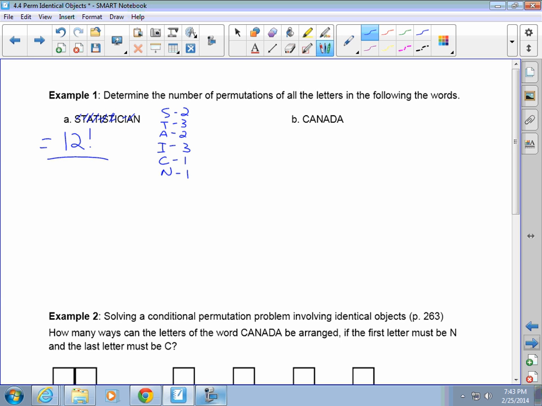And then I take a look at my repeats. Well, I had a 2, I had a 3, a 2, and a 3. I could include my 1 and my 1, but 1 factorial is just 1, so it's not necessary. So this is the same as 12 factorial over 144. So that's 3,326,400. Remember, you can do these on your calculator by using that math and PRB function.